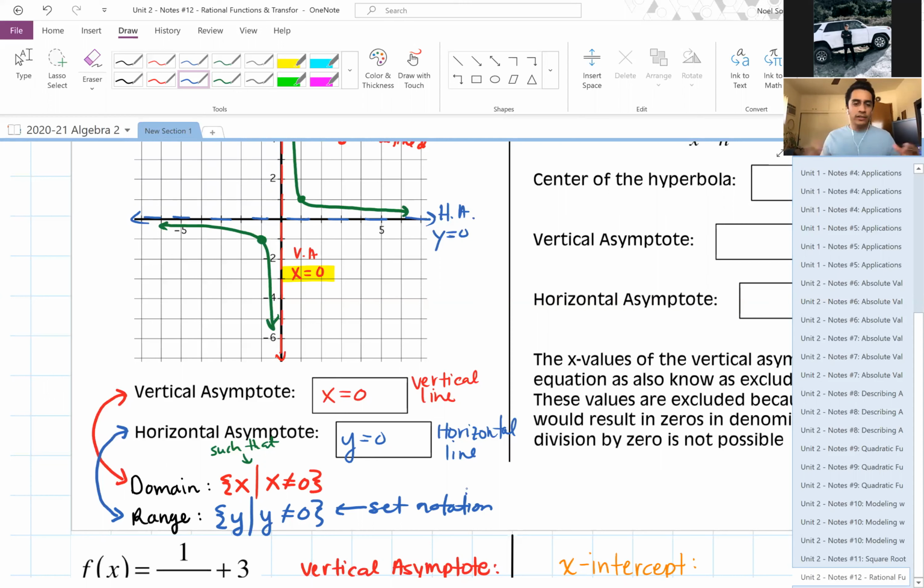Okay, so it's a notation that just means everything inside my set is good, except for the one number that we are excluding. Correct. It's basically saying any number as long as it's not 0. That is correct.